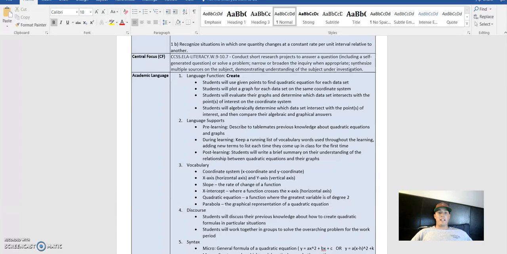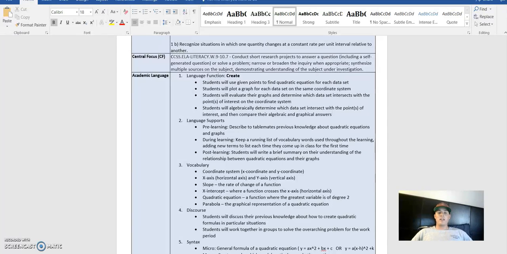So again, students will be creating equations from the information given in the word problem, and then using these equations to create graphs. Rather than just giving them one to make the other, or vice versa, they're going to be creating it all on their own and then able to analyze what they've come up with.